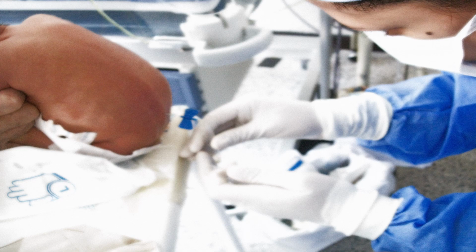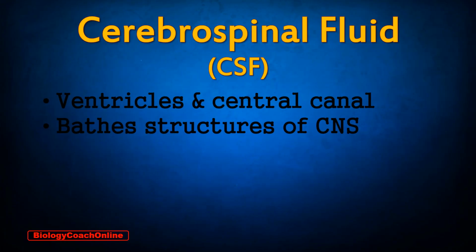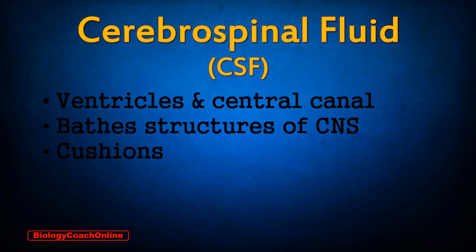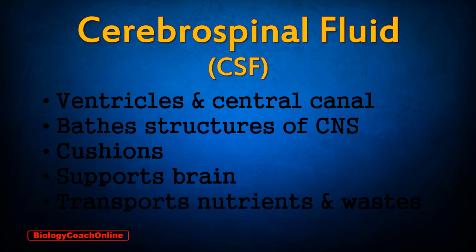So as you might imagine, the brain and spinal cord are extremely delicate, so the cerebrospinal fluid cushions these important structures and protects them from the normal and not so normal stresses of life. CSF supports the brain, which is literally floating in fluid, and cerebrospinal fluid transports nutrients to the brain and takes waste products away from the brain.